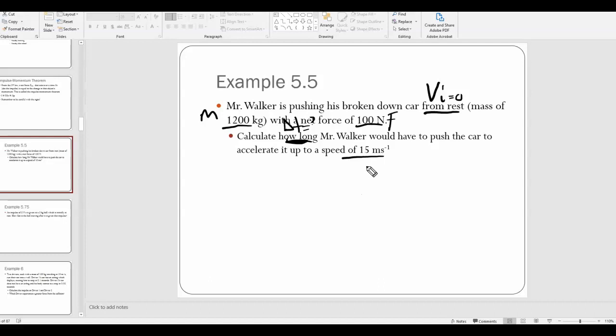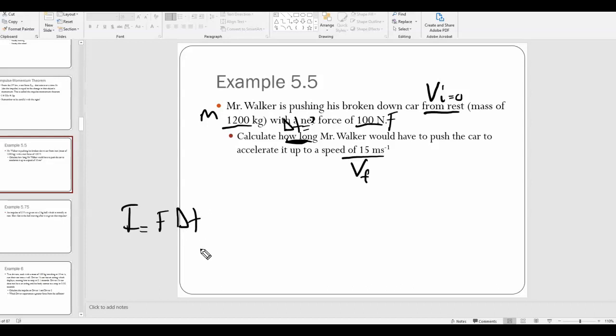I've probably fallen down. But anyway, let's say this is V final, and let's just say I'm pushing it in the positive direction. If everything is moving in the positive direction, there's nothing in the problem where I really have to worry about the vectorness of the problem. All right, so if I am looking for time, that leads me to believe that I want to look at the impulse equation, because that's really the only equation that has time in this unit.